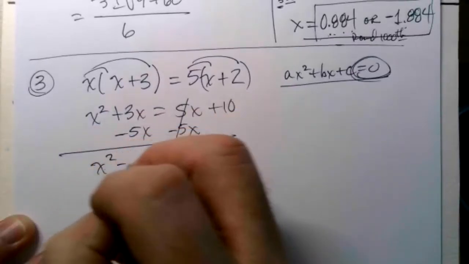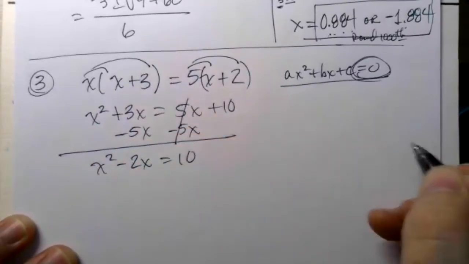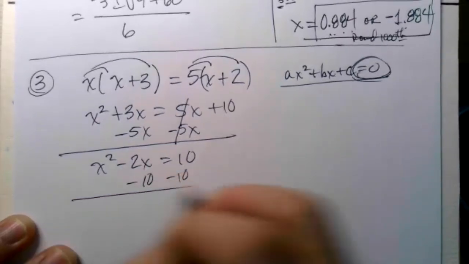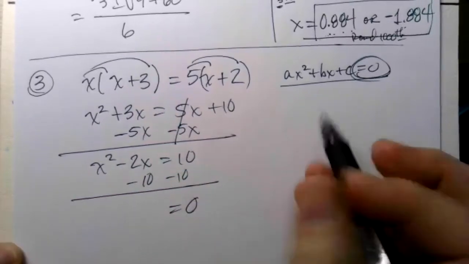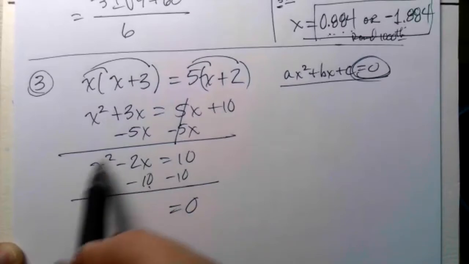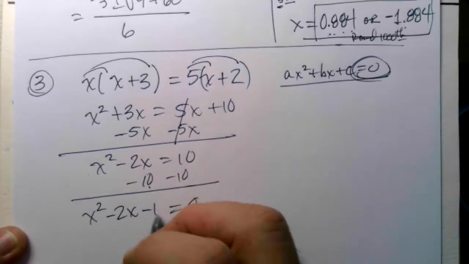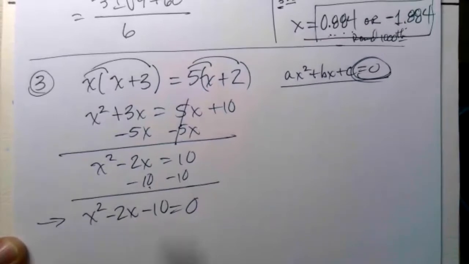So x squared minus 2x equals 10. I'm going to subtract 10 from both sides, because again, I want equals 0. Well, I got my equals 0. Now, worth noting, this 10 is not a like term with anything, so I'm just going to rewrite this. Okay, so now this is standard form.